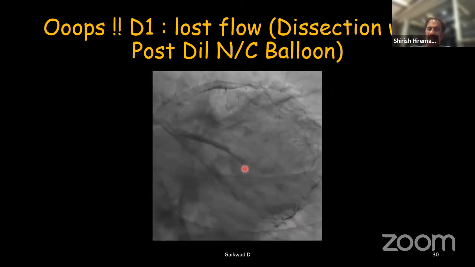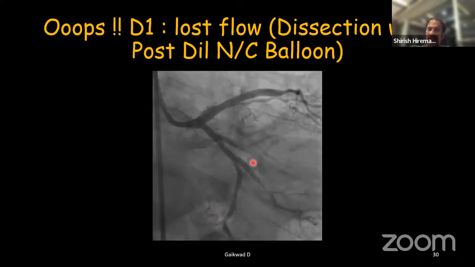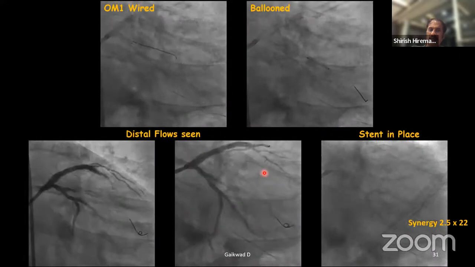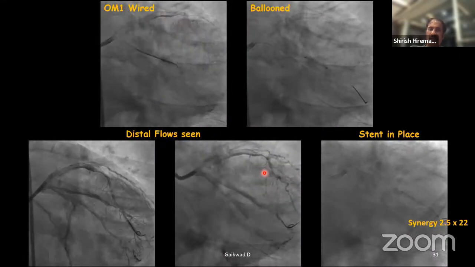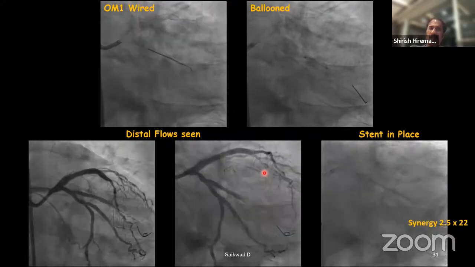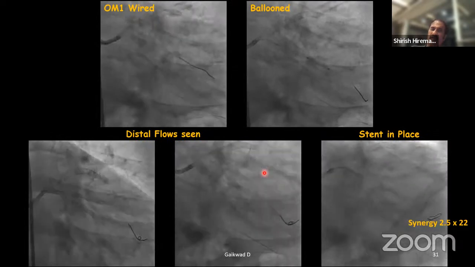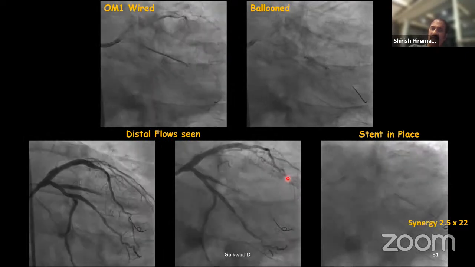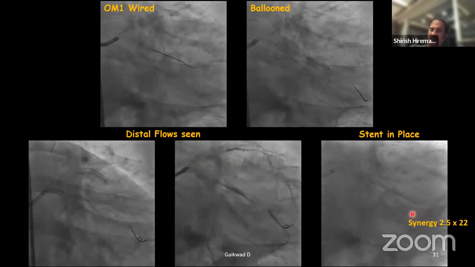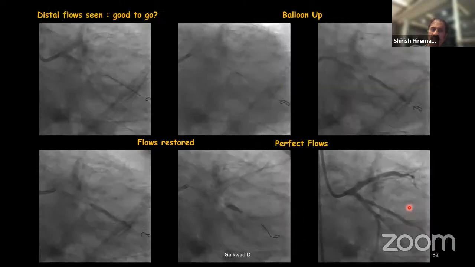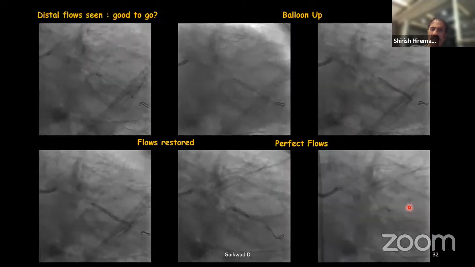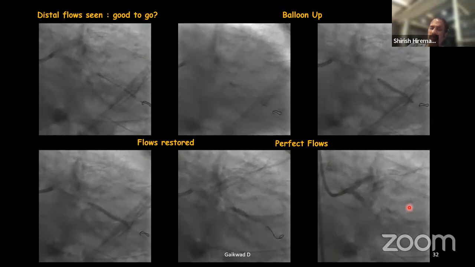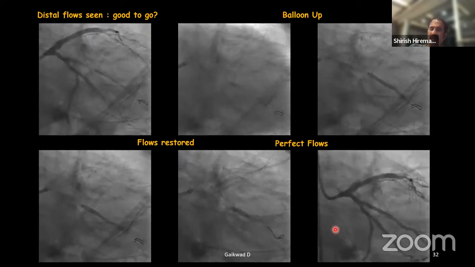The LCX, the OM1 at this stage appears not to flow properly. So we realize we probably have a dissection. So this was rewired and another stent was placed. So this is quite a headache, that you feel that you're almost through with the case and you realize that there is a dissection distally. And this is how balloon dilatation is done. Another Synergy stent is placed, and everything is done with high pressure inflation towards the end, and this is the final result.